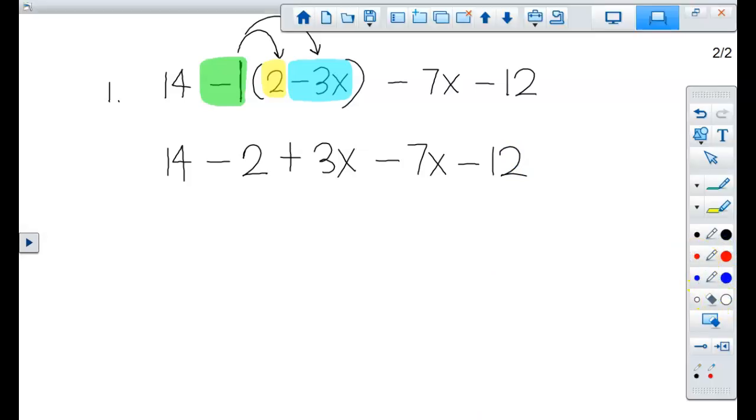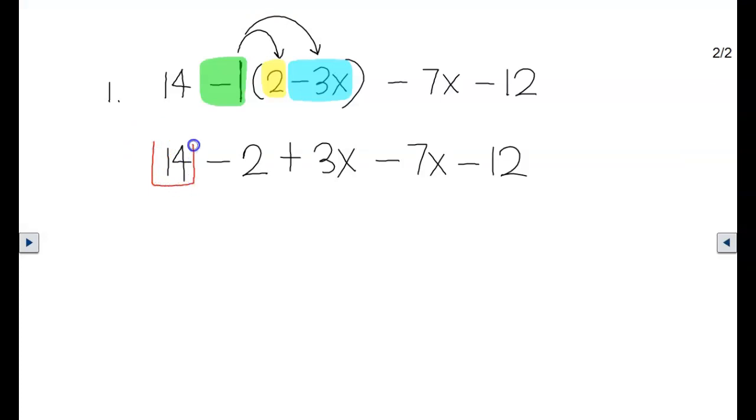Now, time to move on to the like terms. The like terms are the ones with the same last name, the same variable part. So I start out with my first term of 14. He does not have a variable part. He does not have a last name. So who is like him? Well, minus 2 is like him, and minus 12 is like him.